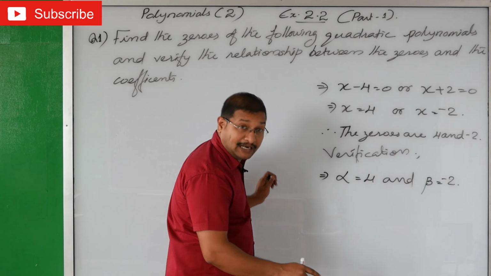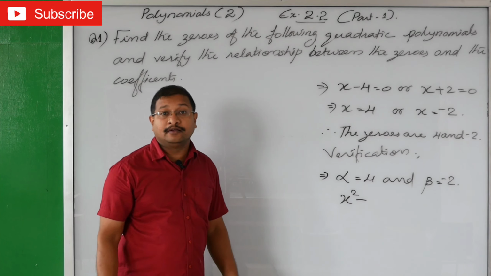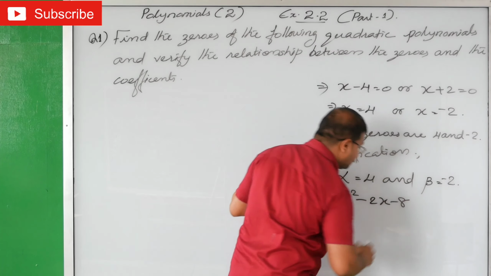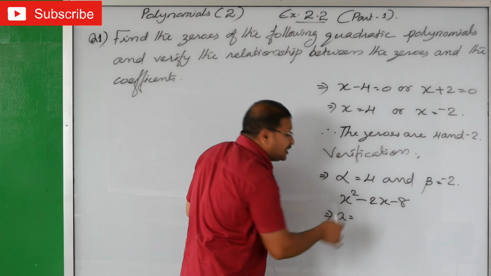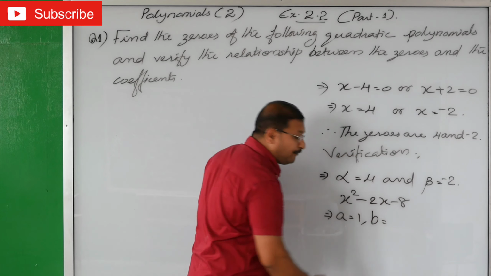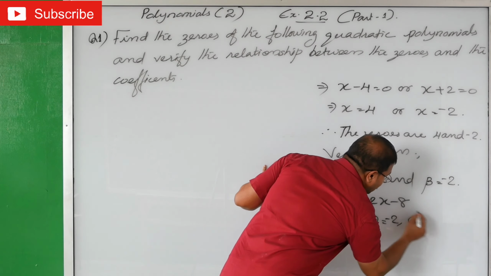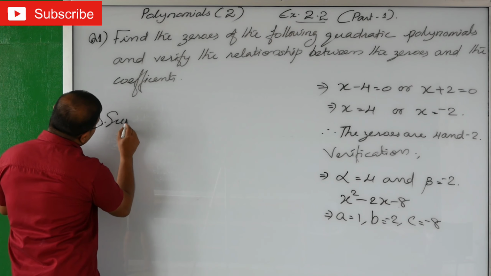After that, the polynomial. What is the polynomial? X square minus 2x minus 8, isn't it? That is the given polynomial. So from here, the value of a, the coefficient of x square, is 1. The value of b, the coefficient of x, is minus 2. And the constant c is minus 8.